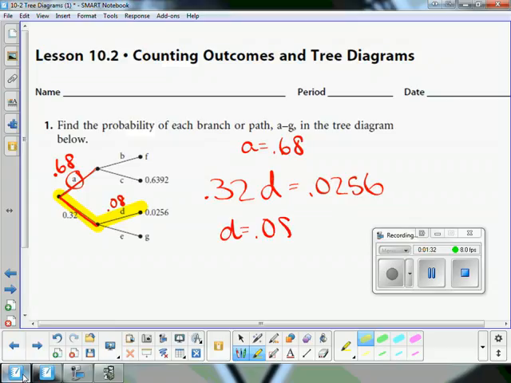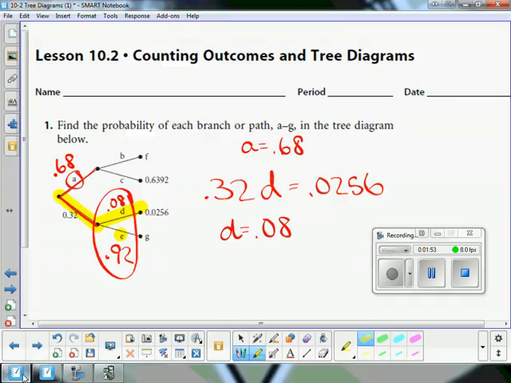Now that you know that D is 0.08, what's the next logical branch that you can find? Right after you know the 0.08, now you know this little guy down here, E. E is 0.92 because they need to be complementary. 0.08 and 0.92 need to add up to 1.